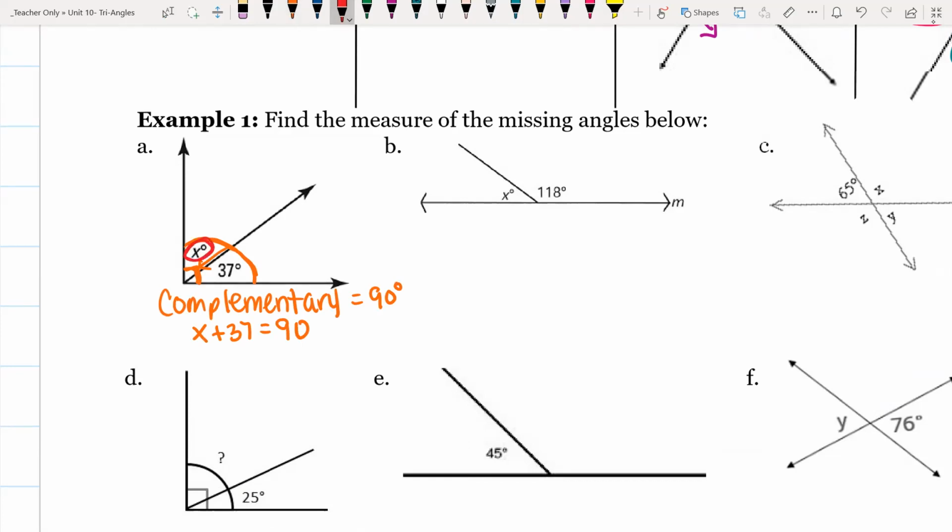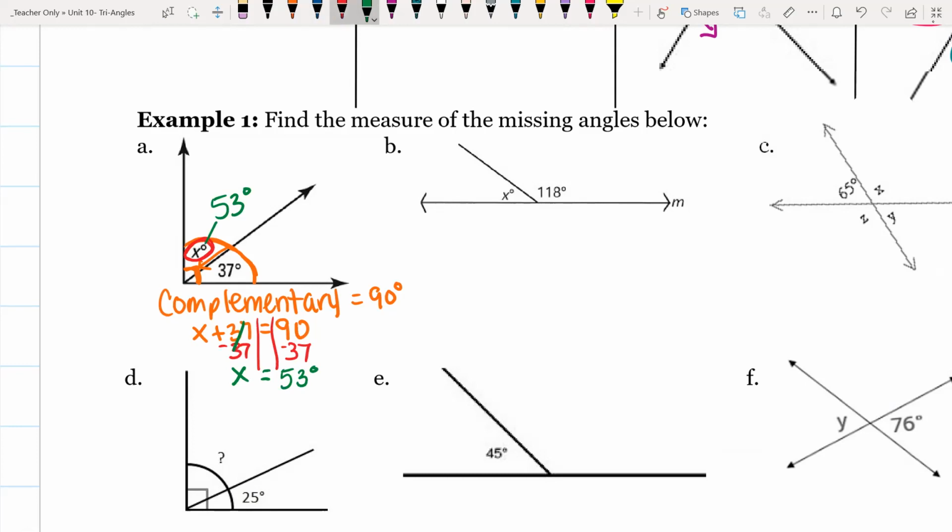So we would solve our equation like we normally would. If we have x plus 37, we should subtract 37. And that's going to give us x equals whatever 90 minus 37 is, which is 53 degrees. That means this x is really 53 degrees. Okay, don't forget to put that little degree sign. That's important.